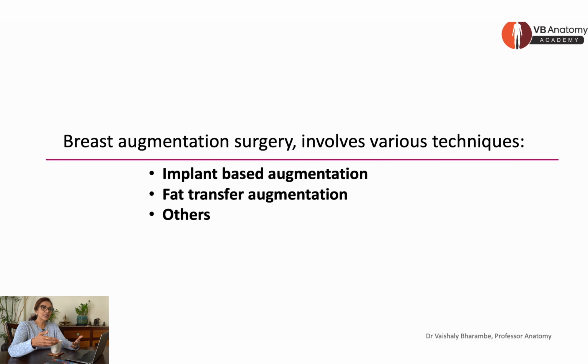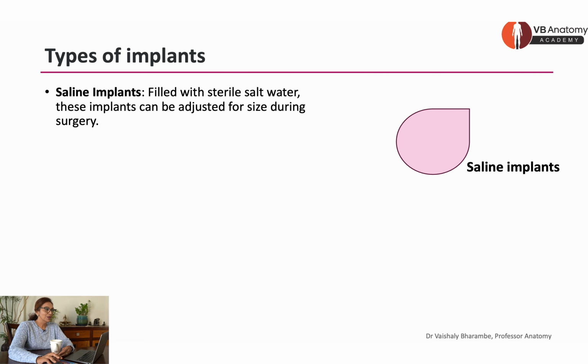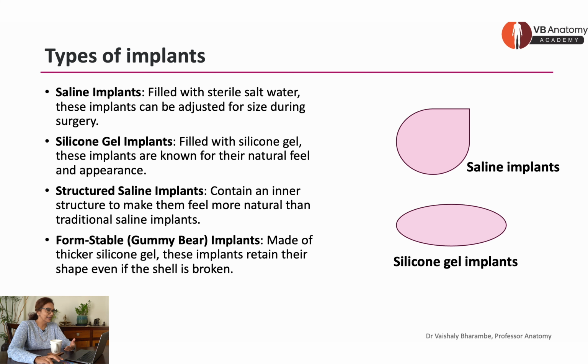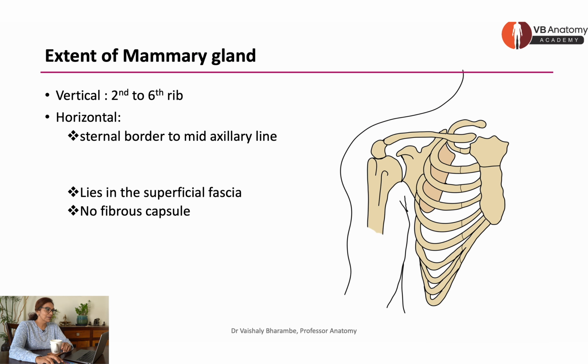So, breast augmentation can be done by implant-based augmentation, fat transfer augmentation, and many other methods. Today, I'm going to focus mainly on implant-based augmentation. There are various types of implants that are put in, like saline implants, silicone gel implants, structured saline, form stable, gummy bear implants, and so on. I don't feel qualified to discuss these. Just remember that these are the types of implants. But I would like to focus on the mammary gland aspects of this implantation.